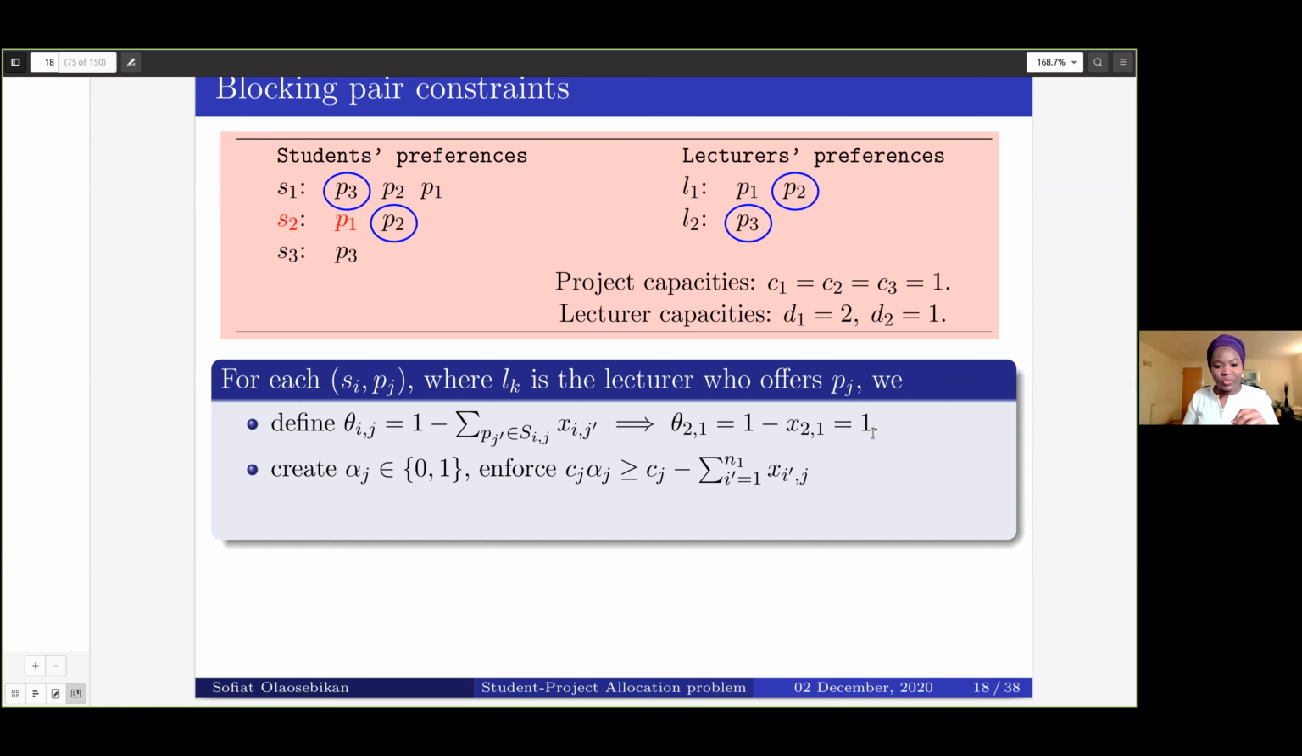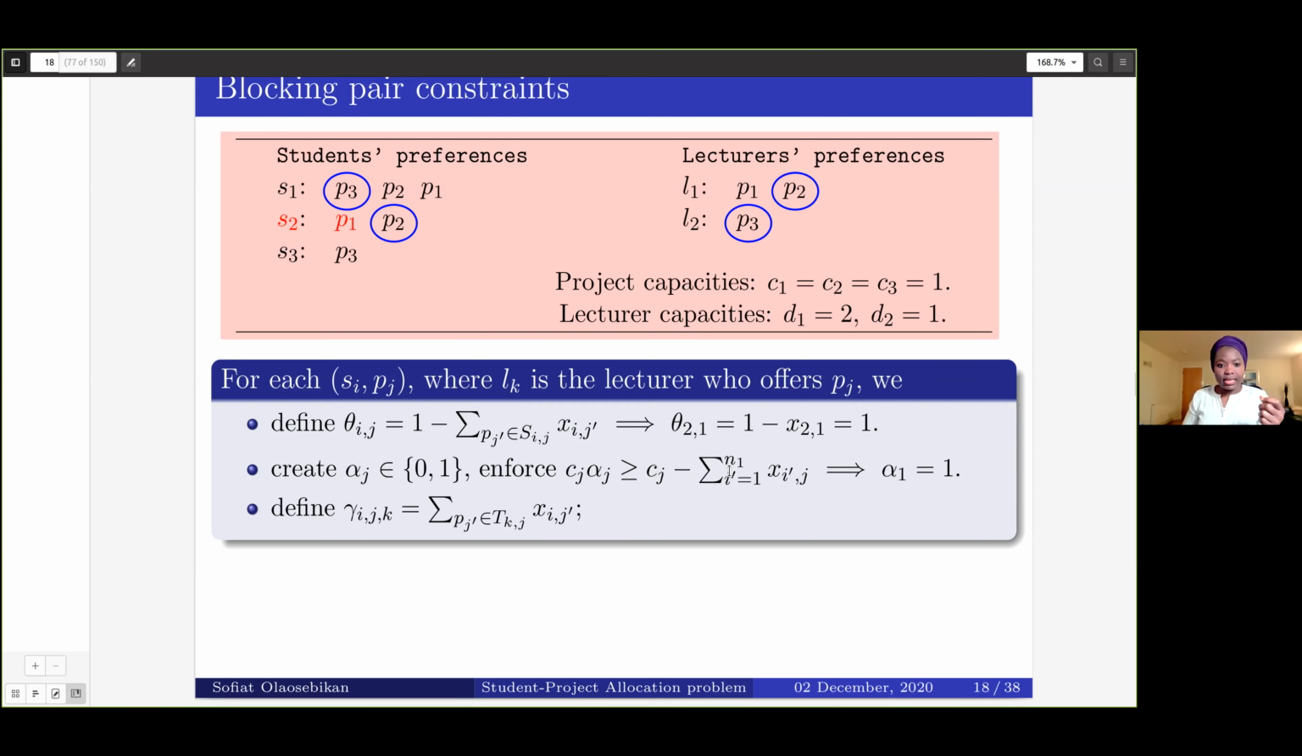And the next thing is we enforce a variable to hold whether a project is undersubscribed, because the only way a student can form a blocking pair with a project is for that project to be undersubscribed. So we enforce the variable this way, and if this alpha_j is 1, that means that the project P_j is undersubscribed, and if it's 0, then it's not undersubscribed. So this equation enforces that.